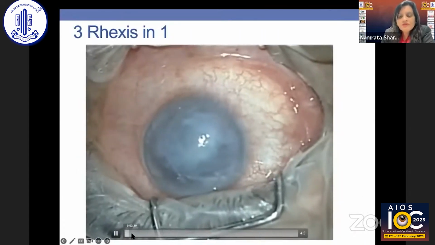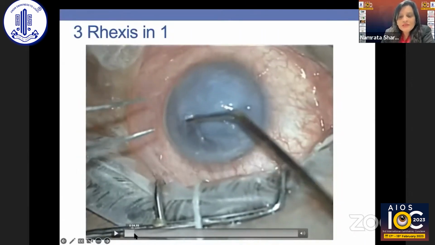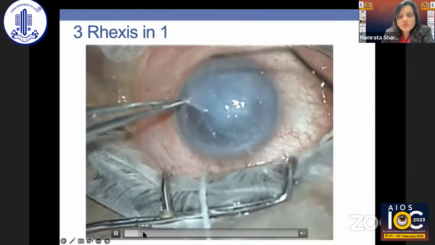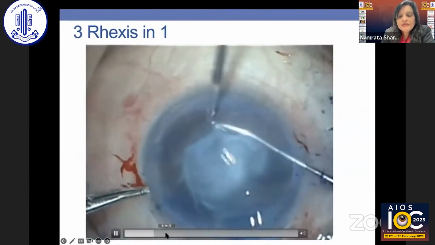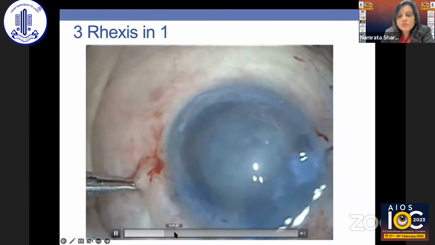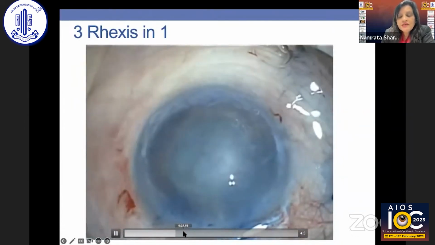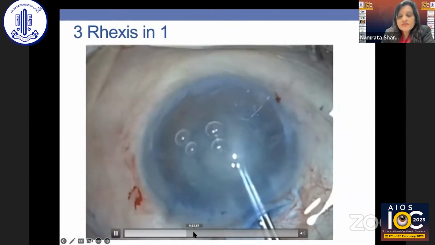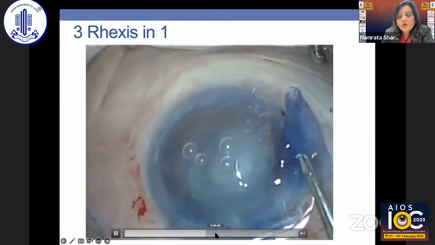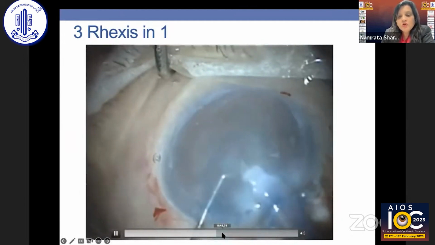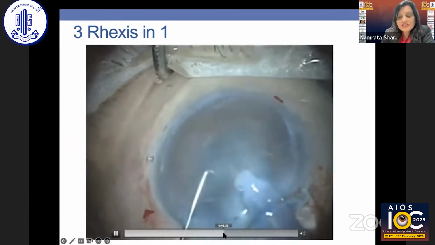Now, this was in fact referred for penetrating keratoplasty, but this was a Fuchs dystrophy with cataract. So we removed the hypertrophic epithelium. Then the scarred desmoids membrane was removed and a desmotorhexis was done. Subsequently, the anterior capsulorhexis was done. So this was like a 3 rhexis in one. And then phacoemulsification was done, followed by foldable intraocular lens implantation.